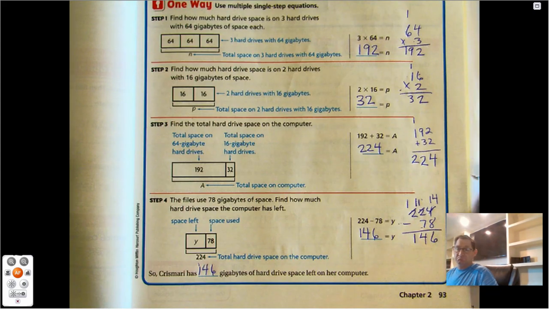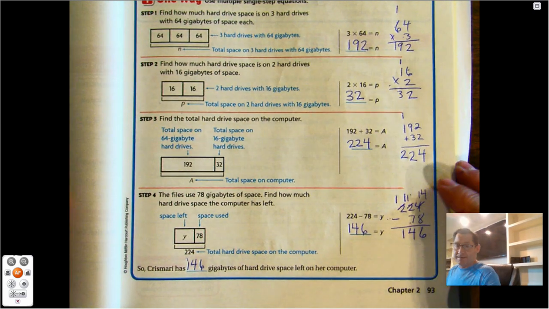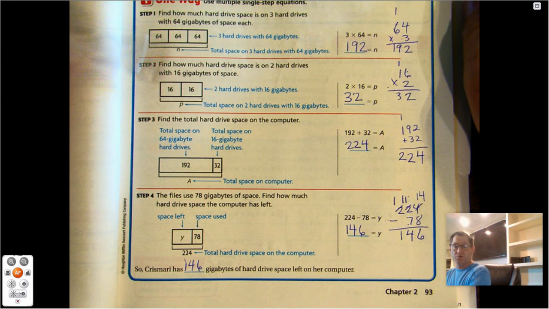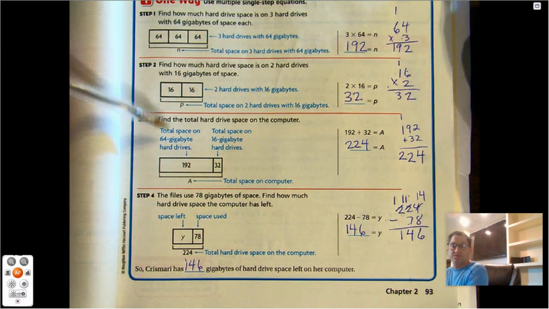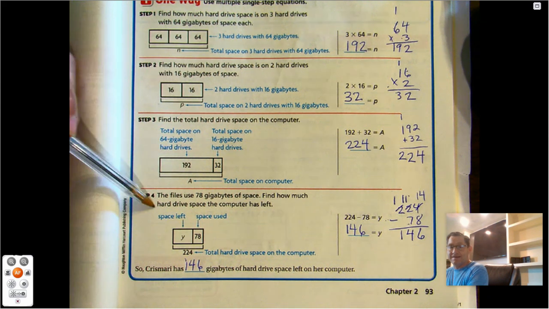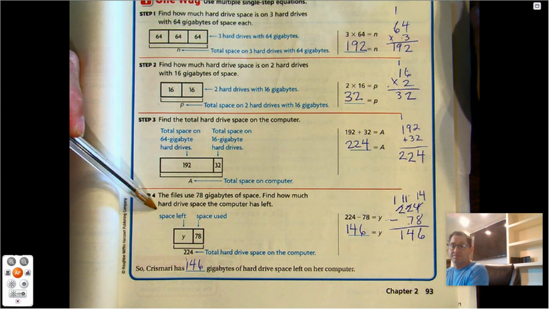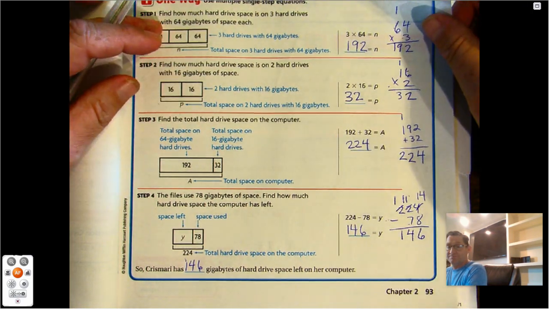All right, so that's multi-steps. That's what the lesson is. So we had to do 2 multiplication problems. Then we added the products of those 2 problems. And then we had to actually subtract. So the only operation we didn't do here was division. All right, so let's move on.